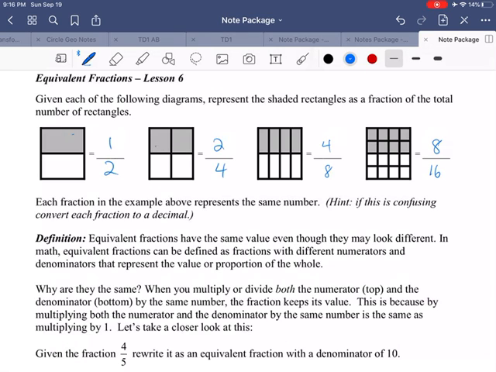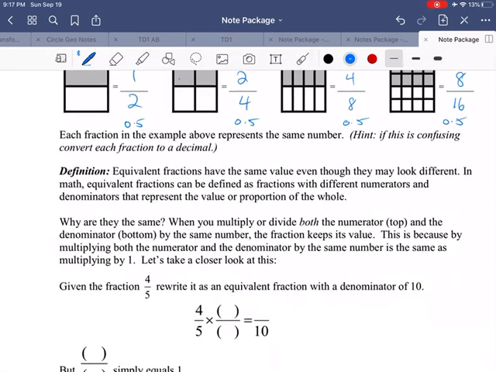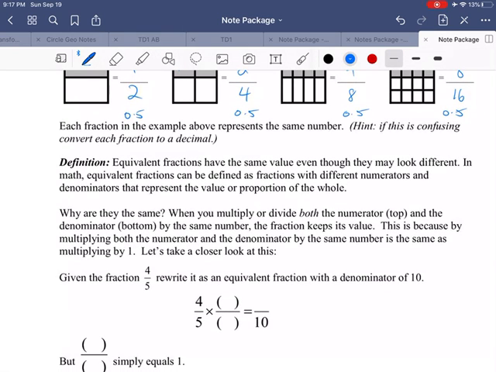Okay. Hint, if this is confusing, convert each fraction to a decimal. So divide the top by the bottom. And if you do that, each one of these gives you 0.5. Okay? So equivalent fractions have the same value even though they may look different. So equivalent fractions can be defined as fractions with different numerators and denominators that represent the value or proportion of the whole. A lot of words going on there.